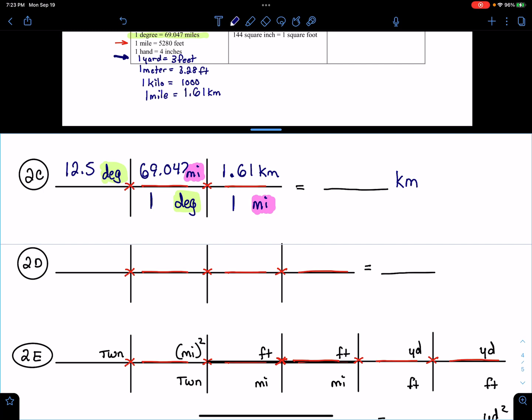What do we do? We multiply across the top. There isn't anything you have to divide by at the bottom. You're done. Okay, so that'll be all set for letter C.